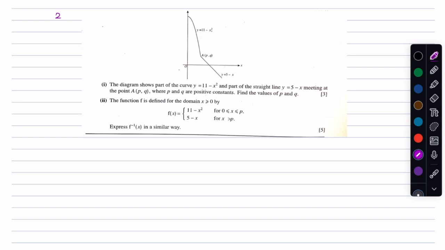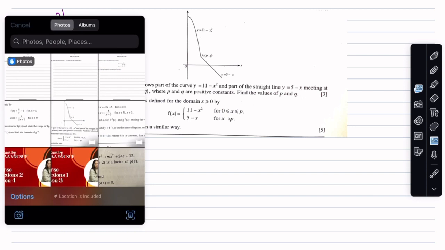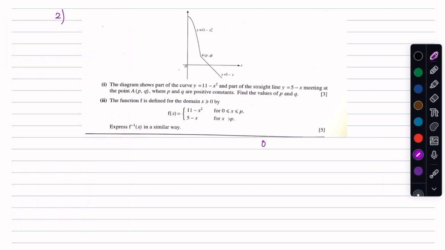The second question which we need to solve for understanding has been taken from October-November 2012, variant 3, and it's question number 7. It says that the diagram shows part of the curve y equals 11 minus x squared, and part of the straight line y equals 5 minus x, meeting at the points P and Q, where P and Q are positive constants. So find the values of P and Q.